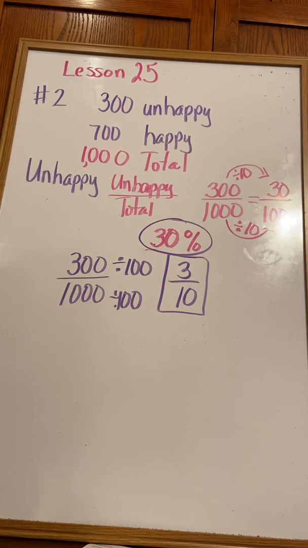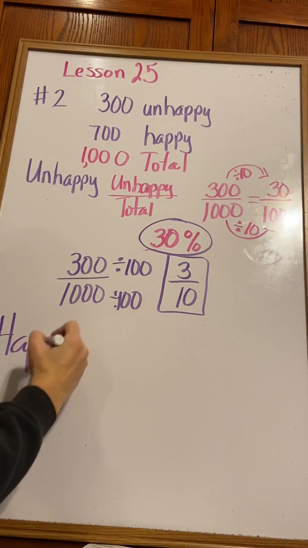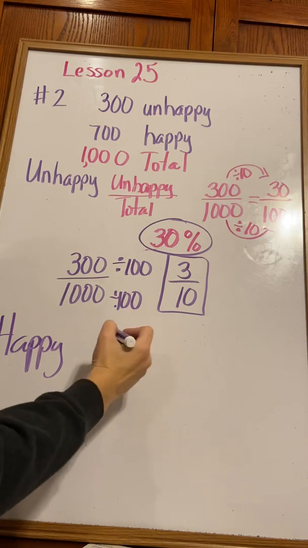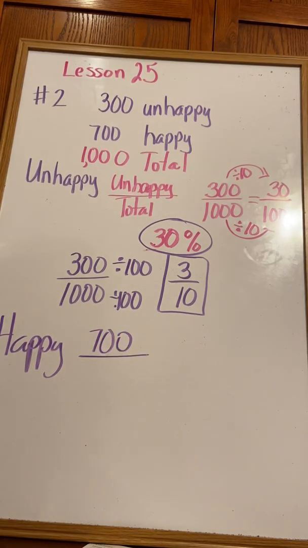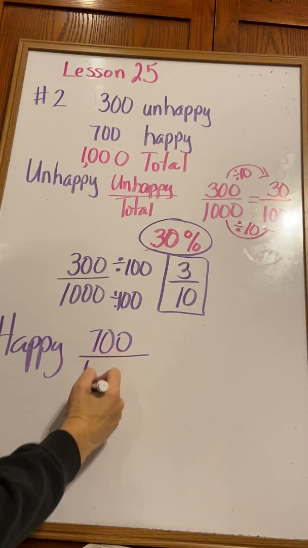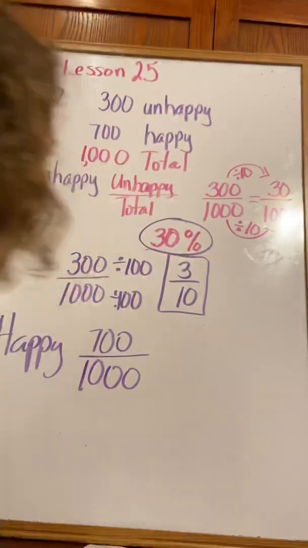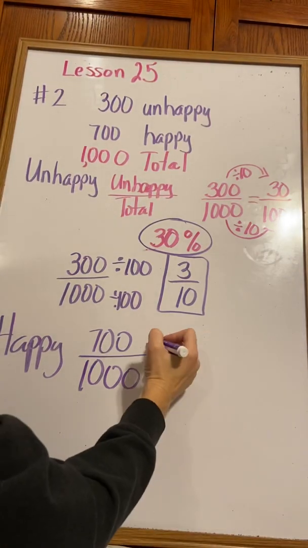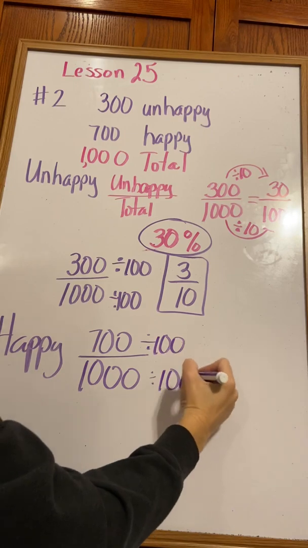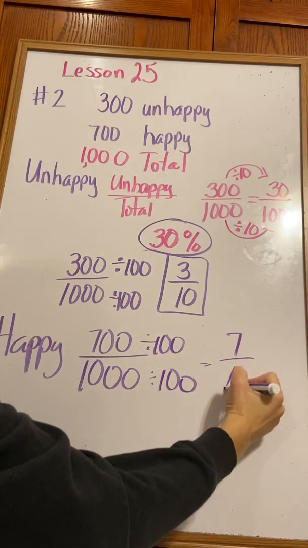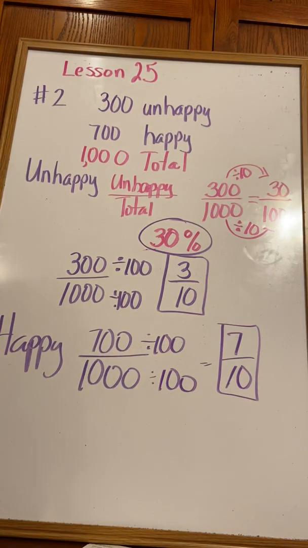And let's go back and look at the happy people. We had 700 happy out of how many? Out of the total? Out of 1,000. So we could simplify that. Again, we can divide a 100 out of both of them. We could get 7 out of 10. 7 out of 10 people are happy with their jobs.